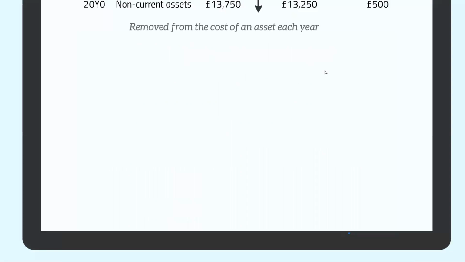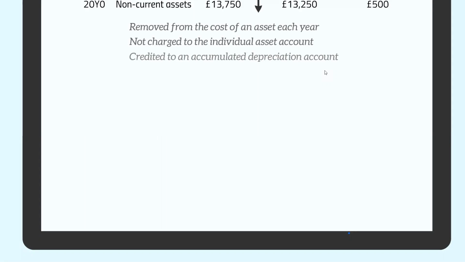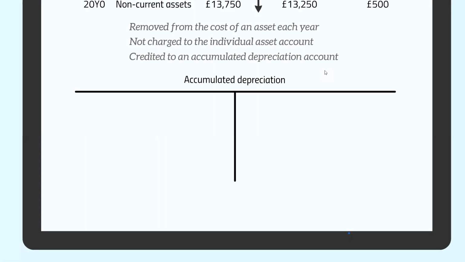Well, as we can see, depreciation needs to be removed from the cost of an asset every year. Now, it's really important to remember here that this is not charged to individual asset accounts, and instead we account for depreciation in an accumulated depreciation account. Here is where we build up our depreciation charge over the entirety of an asset's useful life. Now, accumulated depreciation is always credited to increase this metric. So in the first year of this example, we would have credited accumulated depreciation with £1,325, our annual depreciation charge using the straight line method.